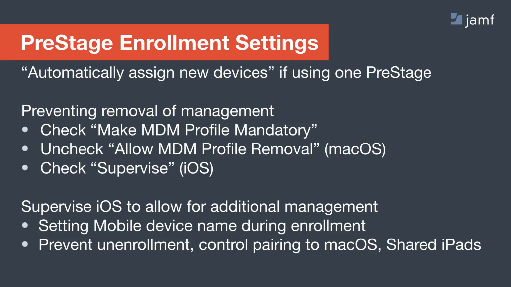For iOS, we can also check the supervise option. This puts it in a state where we can add additional features, lock down certain activities. Just kind of depends on your overall enrollment strategy for iOS. So supervising iOS definitely allows for a lot of different options for you in terms of being able to prevent unenrollment, as well as setting the device name or changing the device name in the future remotely. Also allows for a lot of control over what the end user could do with an iOS device.